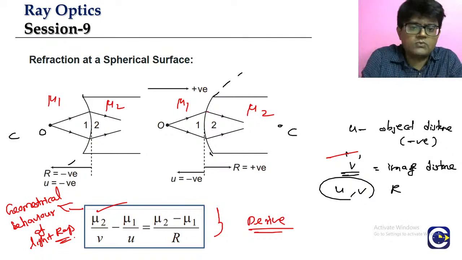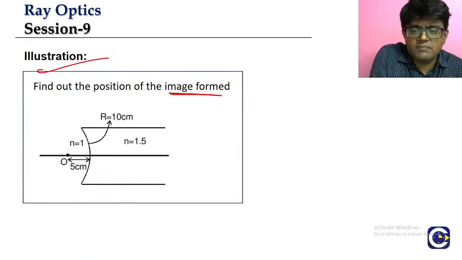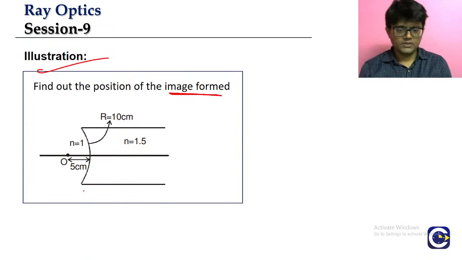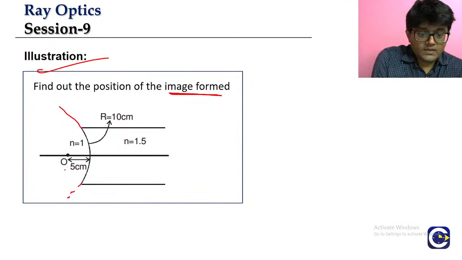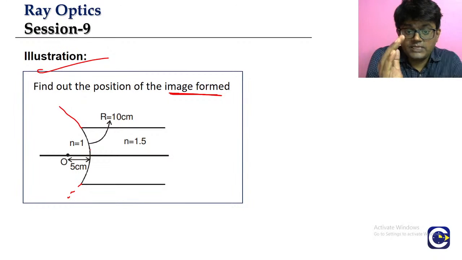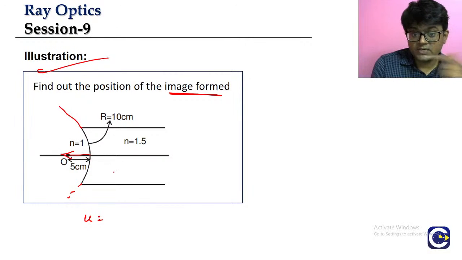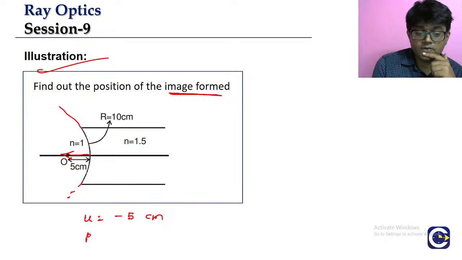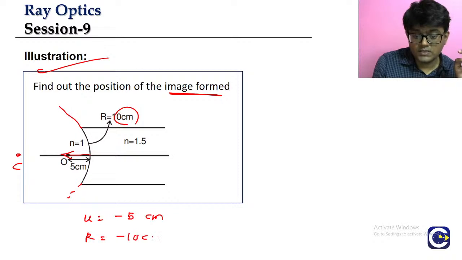Let us just look at one question and then we will be able to get that. Find out the position of the image formed. So you can see here, which side is facing the object? The concave side is facing the object, right? This means U will be equal to minus 5, since 5 centimeter we are measuring to the left. What about R? They say 10, but where is the center of curvature going to be? Left side, right? So R will be minus 10.